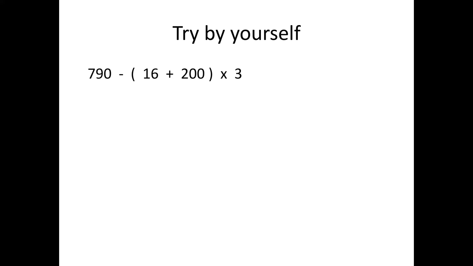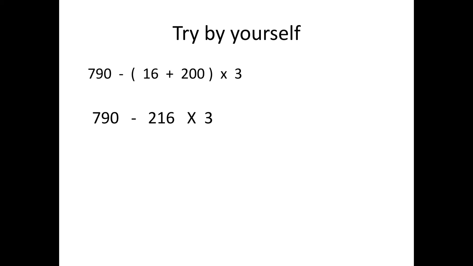What about other numbers and other signs? We will leave them as they are. So I will put 790 as it is, minus as it is. 16 plus 200, I will do it in the first step. It will give me 216. And put times 3 as it is. Now I have subtraction and multiplication. What to do first? Go back to the BODMAS. The multiplication comes before the subtraction. So now I will do the multiplication.